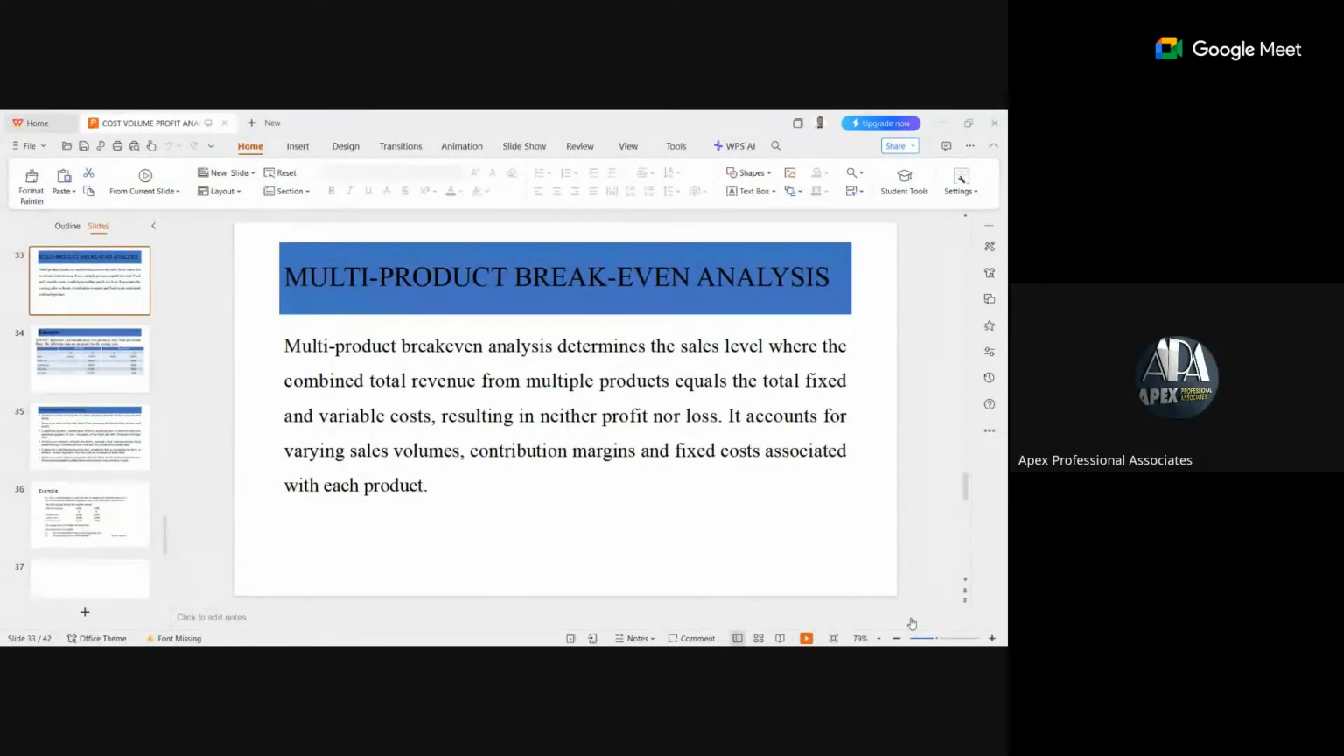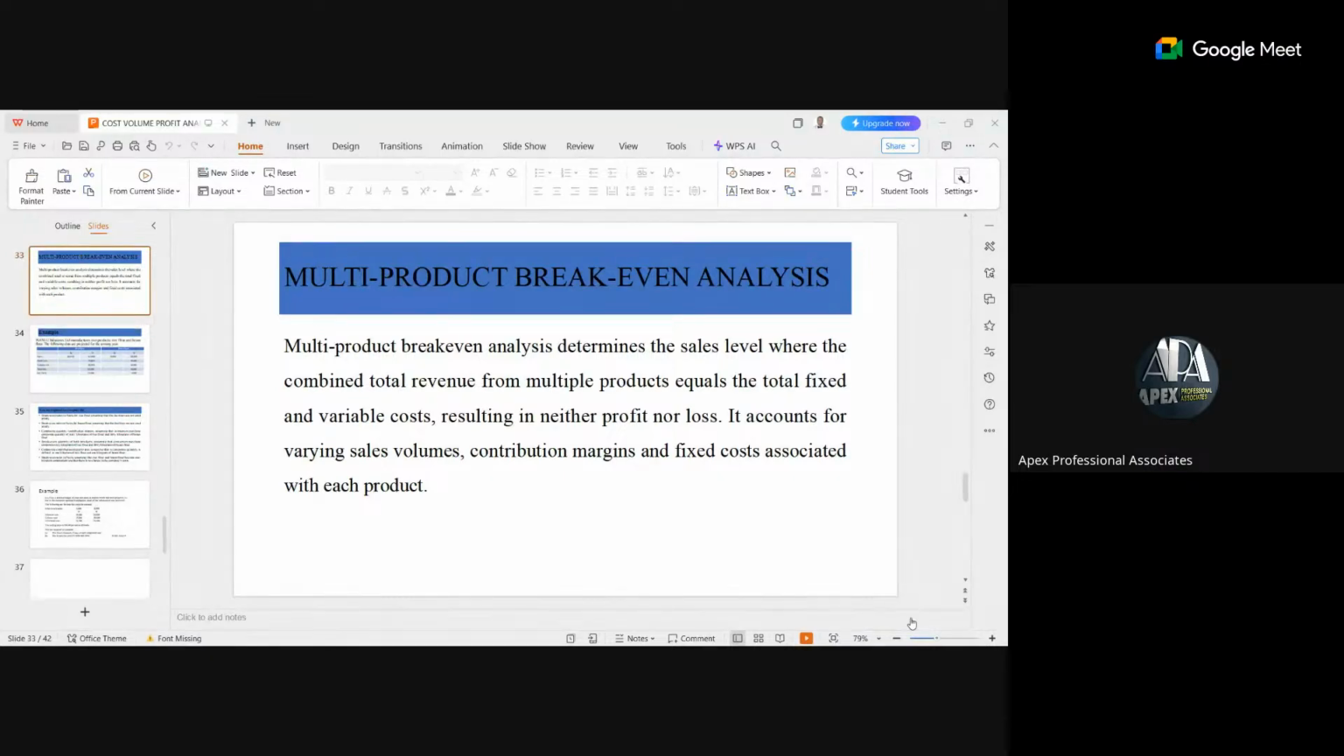There are various scenarios. In some questions, the fixed cost will be shared by both product A and product B. In some questions, product A will have its own peculiar fixed cost, and product B will have its own peculiar fixed cost for it to be produced. In certain questions, you have a combined fixed cost.